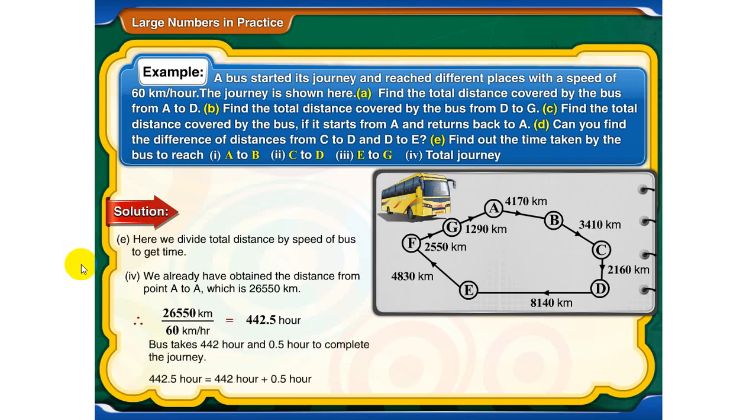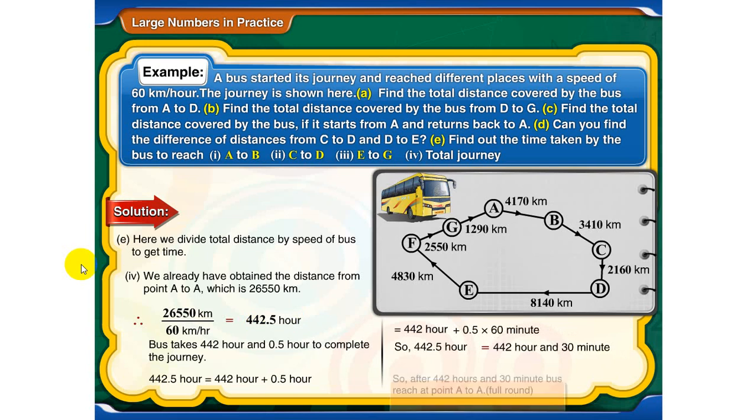442.5 hours is equal to 442 hours plus 0.5 hour. That is equal to 442 hours plus 0.5 into 60 minutes. Here we convert hour into minute, and that is equal to 442 hours 30 minutes. So, after 442 hours and 30 minutes, the bus reaches at point A to A, that is, full round.